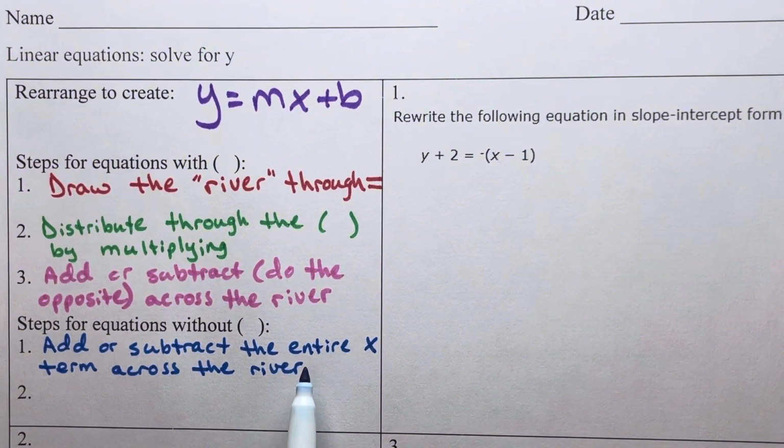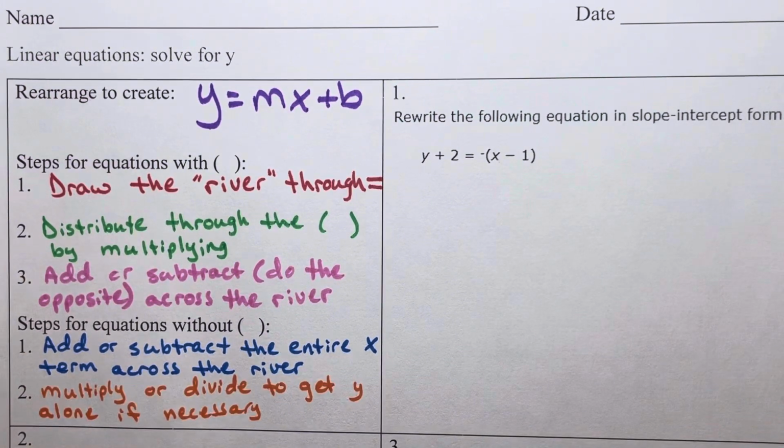If there is an x term on the same side of the river as the y, then you need to add or subtract that entire x term by doing its opposite back across the river so that you can get y alone. Finally, if necessary, if y has a number in front of it, then you need to get rid of that number by multiplying or dividing. Do the opposite of what it's doing right now to get that number, that coefficient, back across the river to the other side of the equation so that y can be alone.